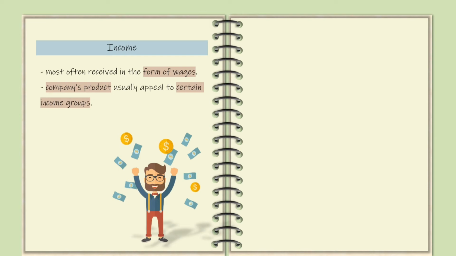Pwede ring example natin dito is tayong mga estudyante. Dahil ang perang mayroon tayo ay sapat lang. At kapag bibili tayo ng damit o gamit, ang unang titingnan natin ay yung price tag at kung kaya ng budget or kung hindi kaya, edi pass na lang muna, 'di ba? Hindi na lang natin bibilhin kasi nagtitipid tayo.